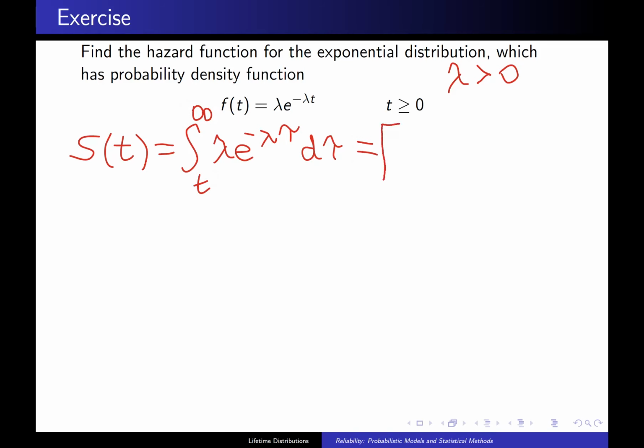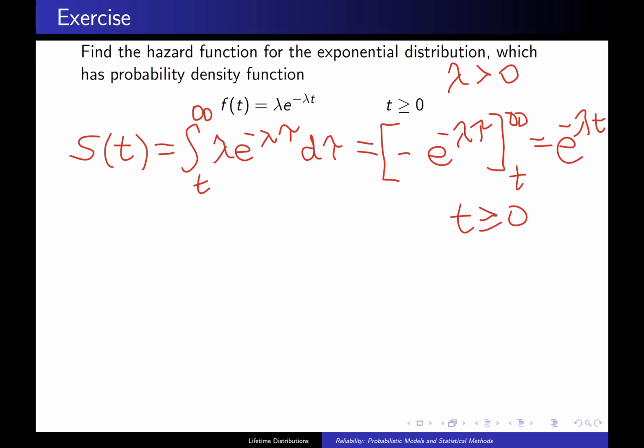When you integrate that function, you get minus e to the minus lambda tau, and that will be evaluated from t to infinity. When you plug infinity into that expression, because lambda is greater than 0, you get 0. So when you plug in t, the negative is going to cancel, and you are going to wind up with e to the minus lambda t. And once again, you include the support. That is for t greater than or equal to 0.